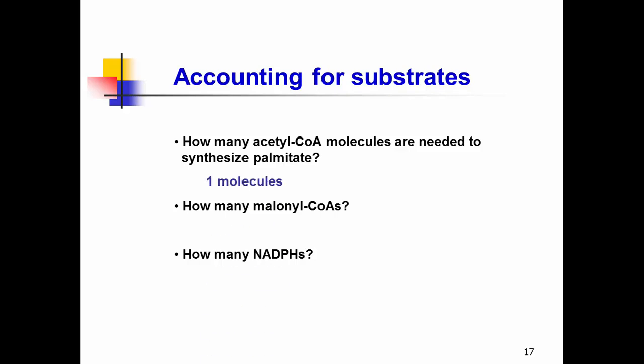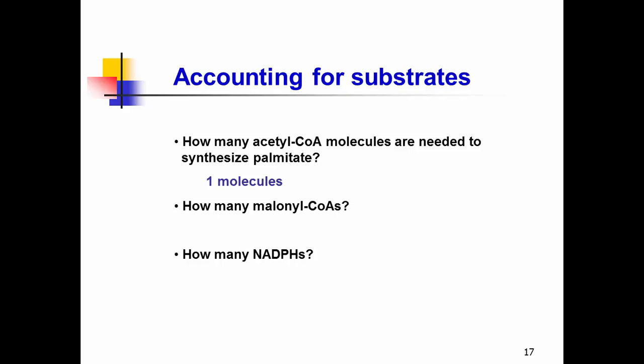Yes, one molecule, right? Now, how many malonyl-CoA is required? 16 carbons, and each cycle we know adds 2 carbons, right? And each cycle requires 1 malonyl-CoA molecule.